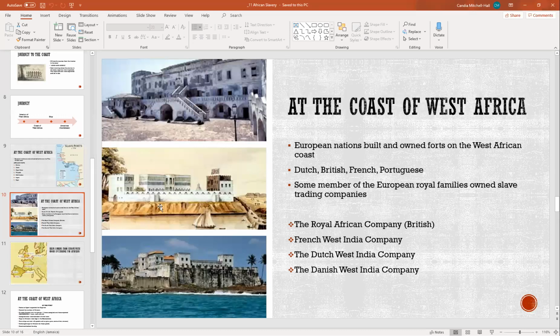So if you look at this map here, this is the fort and this is the ship. So each of the different ships are going to come. They are owned by different countries, but this fort looks like it is a British fort owned by the British. So more likely this would be a Royal African Company ship, which was owned by the British, and they are going to get enslaved Africans.